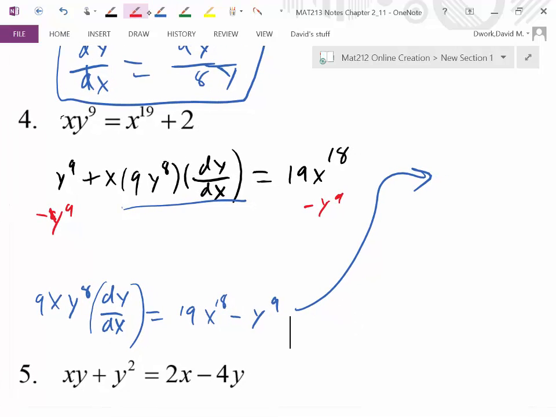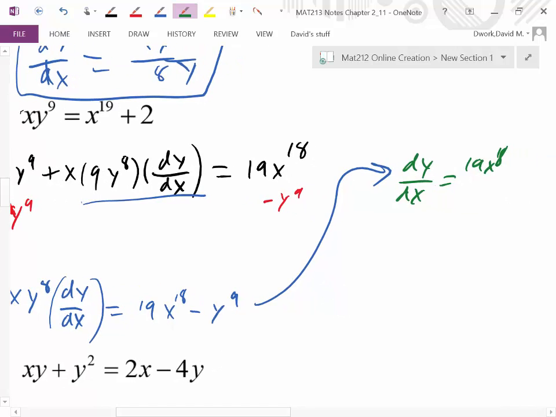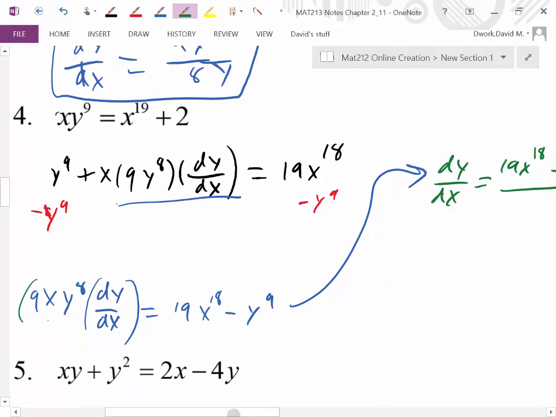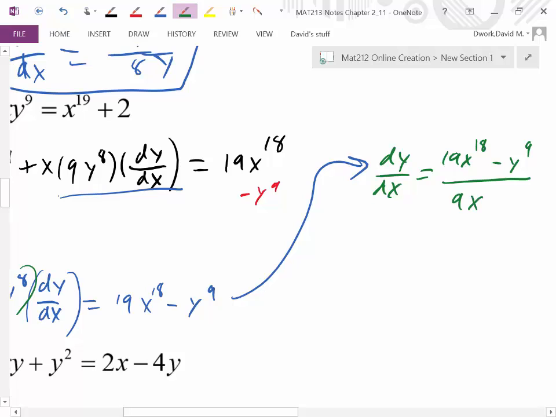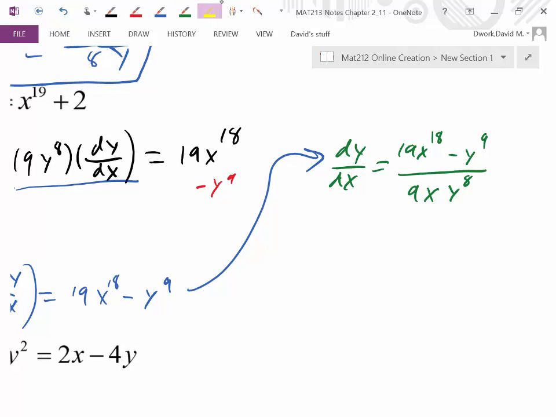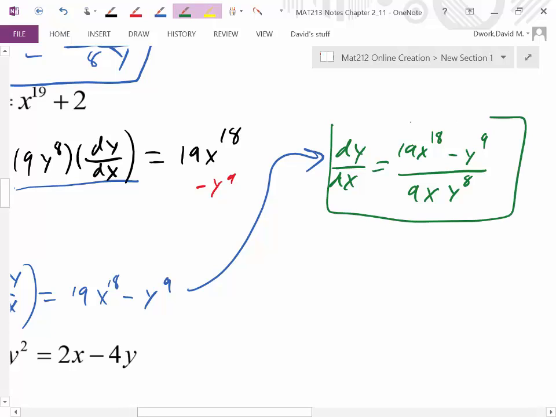And I'm not going to show the step in between. I'm just going to do it. I hope you guys can follow along. So that's going to give us dy/dx is equal to the stuff on the right, the 19x to the 18th minus y to the 9th, all divided by, well, what was over here that we're dividing by? 9xy to the 8th, 9x times y to the 8th. And no matter how ugly it is, that is your answer. It does not matter. I hope that helps.